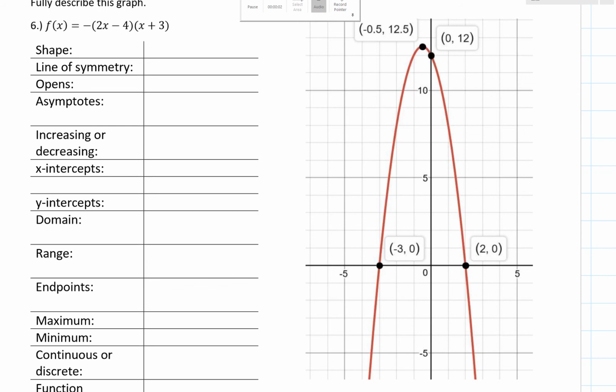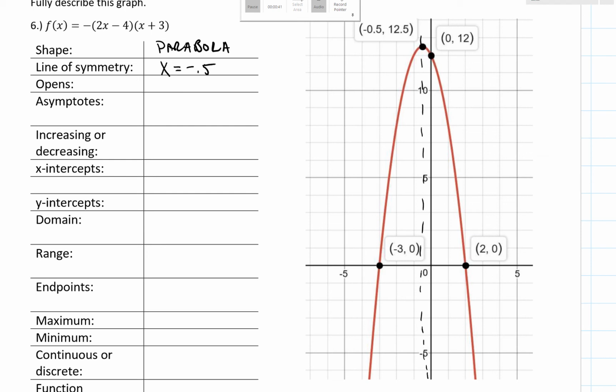Alright, so here we have a quadratic equation, and we want to fully describe it. So first, the shape is a parabola. The line of symmetry, remember, is what goes halfway through the quadratic and cuts the quadratic in half. So that always comes from the x value. So that's going to be x equals negative 0.5. It always comes from the x value of the vertex.